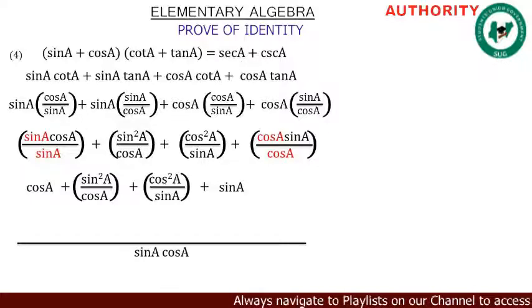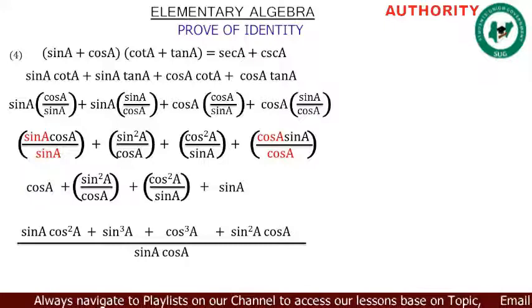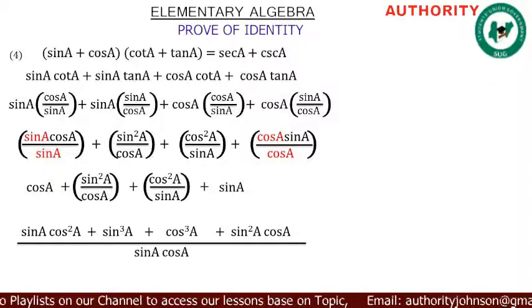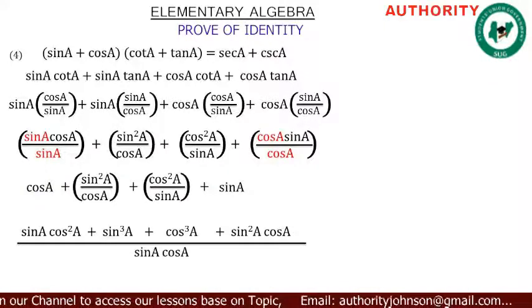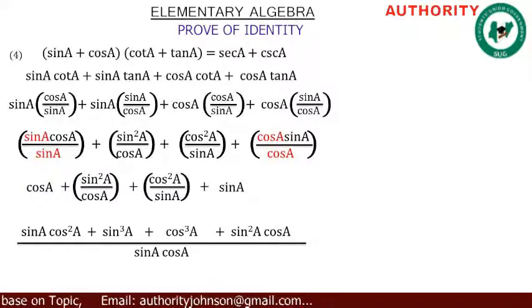And then this sine A cos A multiplied by cos A is going to give you sine A cos squared A. Then we have plus sine A cos A divided by cos A, which is going to give you sine A. So sine A multiplied by sine squared A is going to give you sine cube A. Okay, good. Plus sine A cos A divided by sine A is going to give you cos A. And then cos A times cos squared A is going to give you cos cube A.